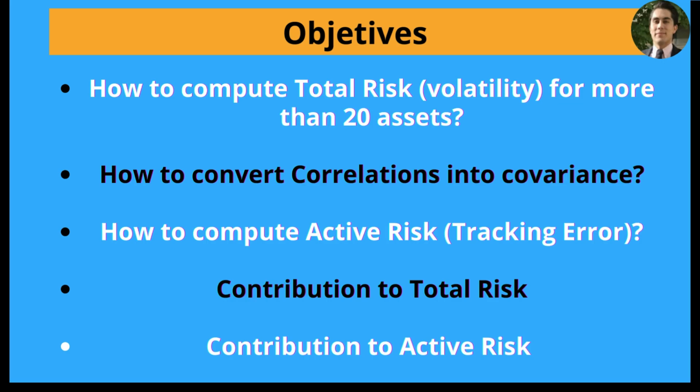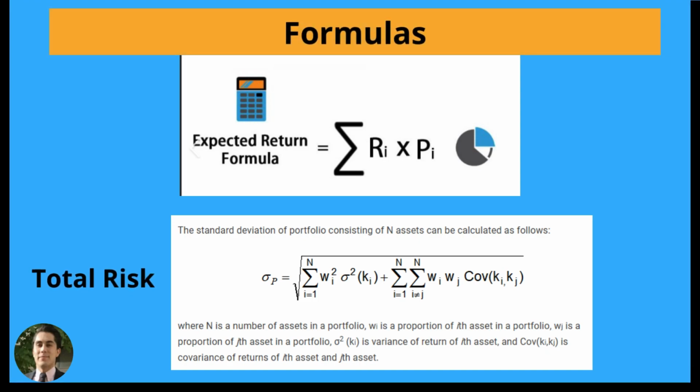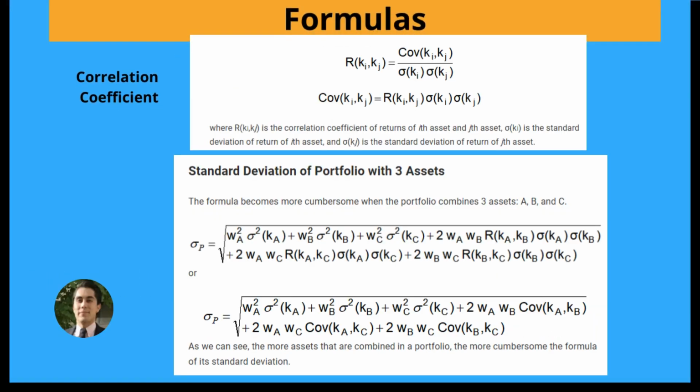And we're going to see how to compute active risk, so tracking error, and then how we can decompose contribution to total risk and contribution to active risk based on a benchmark. So basically, the formulas that we're going to have: the expected return formula, the total risk, which is our regular standard deviation consisting of n assets, and the correlation coefficient, which we're going to see that we can get the correlation and the covariance based on the standard deviation of the return of assets, and also the correlation coefficients between the assets.